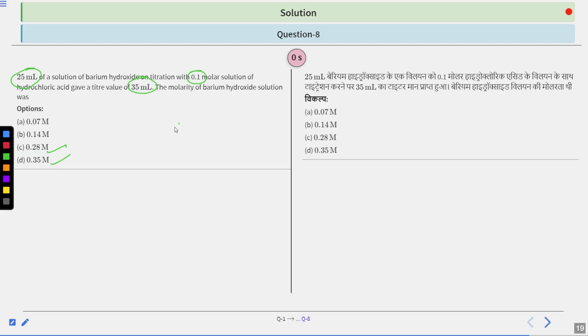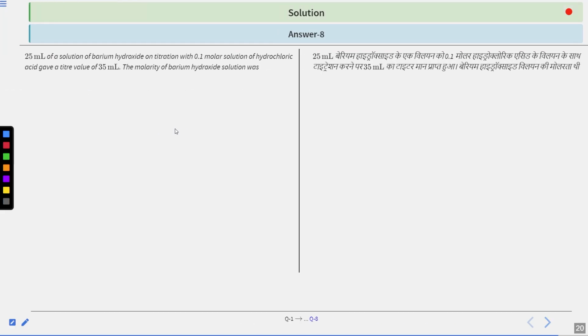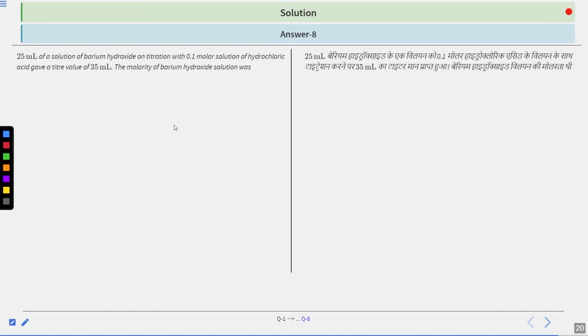Okay, time is up. Moving on to the solution. So it is being said that you have to neutralize 25 ml of barium hydroxide with 35 ml of hydrochloric acid having 0.1 molar solution. So you require 25 ml of the solution and you have to calculate the molarity. Now, for those who have solved, the correct answer is A.